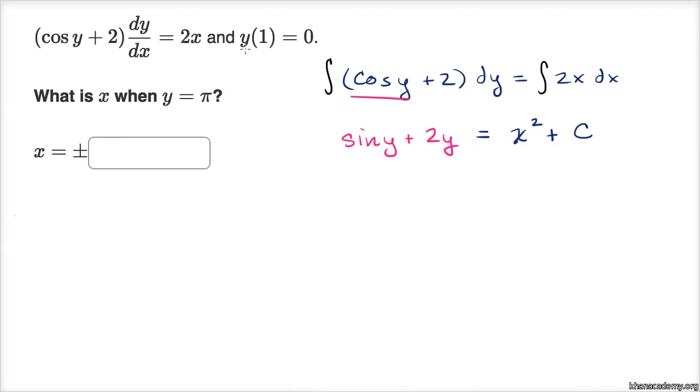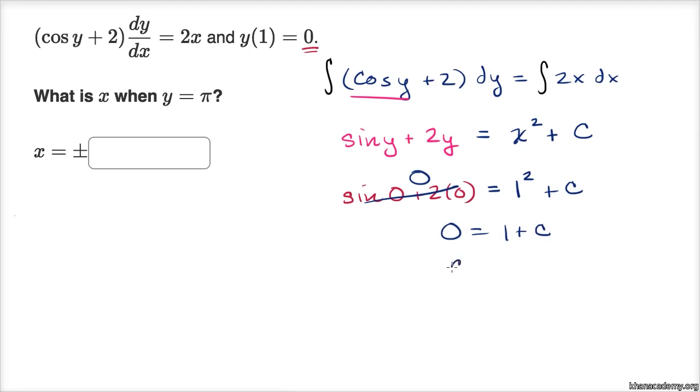And then we can find the particular one by substituting in when x is equal to 1, y is equal to 0. So let's do that to solve for c. When y is equal to 0, x is equal to 1. So sine of 0 plus 2 times 0 is equal to 1 squared plus c. Well, sine of 0 is 0, 2 times 0 is 0. All of that's just going to be 0. So we get 0 is equal to 1 plus c, or c is equal to negative 1.